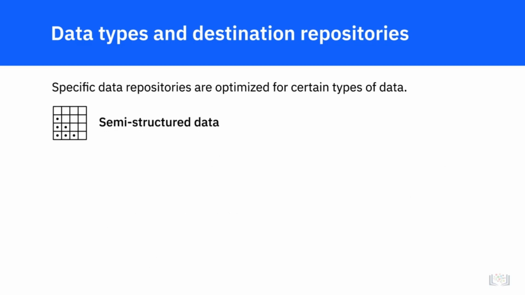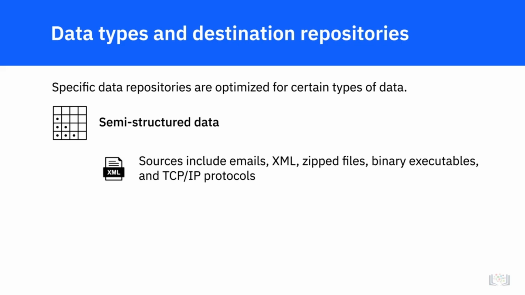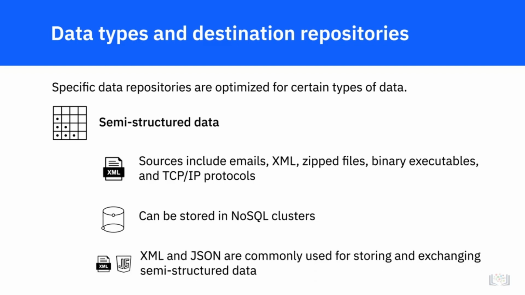Semi-structured data is data that has some organizational properties, but not a rigid schema, such as data from emails, XML, zipped files, binary executables, and TCP or IP protocols. Semi-structured data can be stored in NoSQL clusters. XML and JSON are commonly used for storing and exchanging semi-structured data. JSON is also the preferred data type for web services.